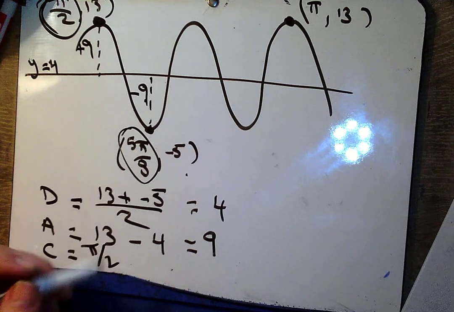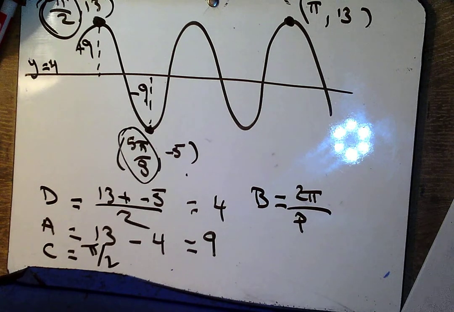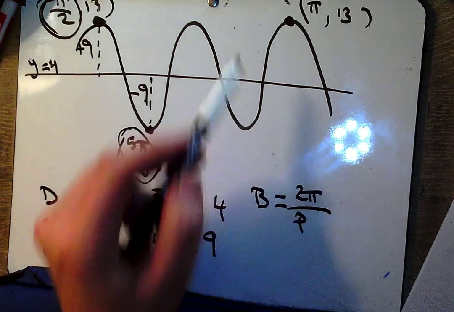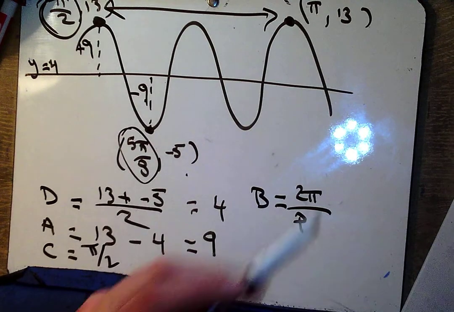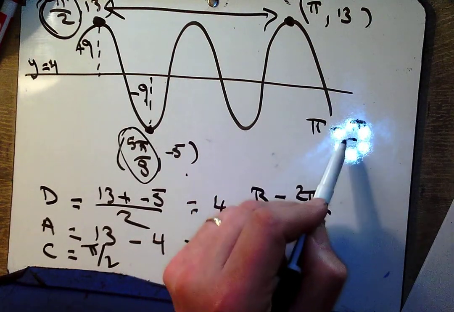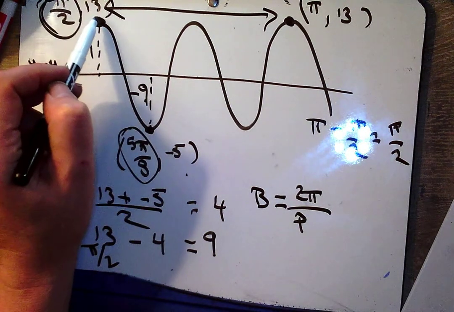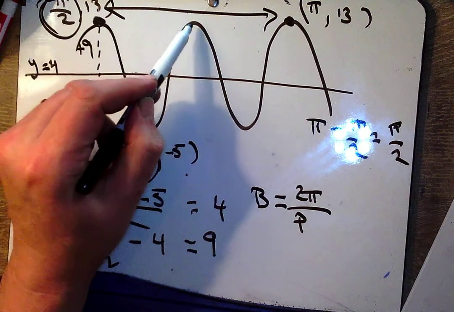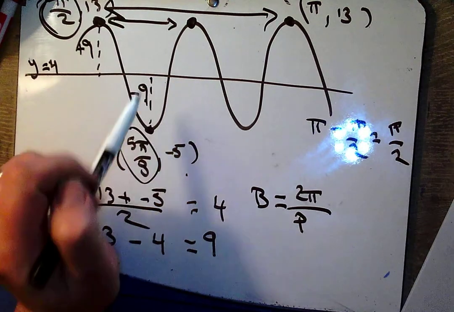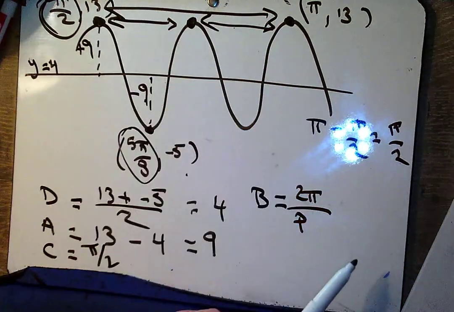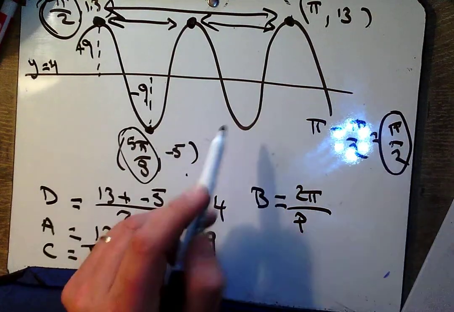Well, it looks like all we need now is our b value, and we know that that's 2 pi over the period. And what's the period? Well, this distance is not one period. I can compute that distance, pi minus pi over 2 is pi over 2, don't get me wrong. But period is from one point on the cycle to the next point just like it on the cycle. This is a period. Ooh, this must be another period. So this distance that we found by doing pi minus pi over 2, that's actually two periods.